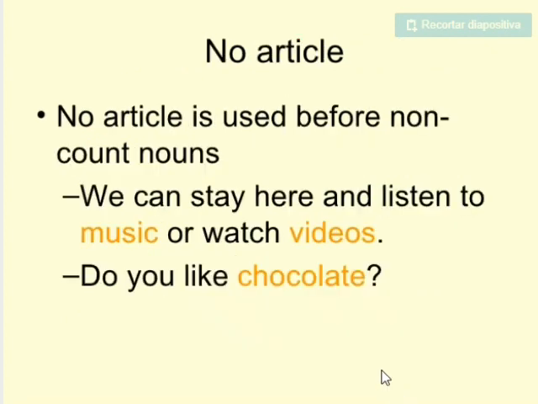No article. No article is used before non-count nouns. What is a non-count noun? Well, those are nouns that are not used to be numbered. For example, we can stay here and listen to music or watch videos. Do you like chocolate? You don't say, do you like the chocolate? Okay? These non-count nouns don't take articles before them.